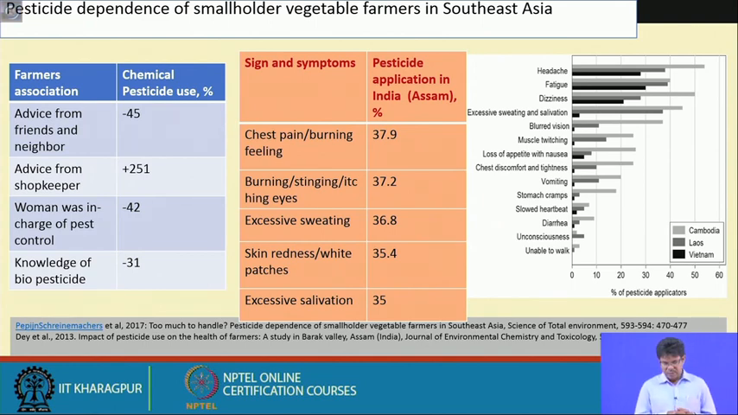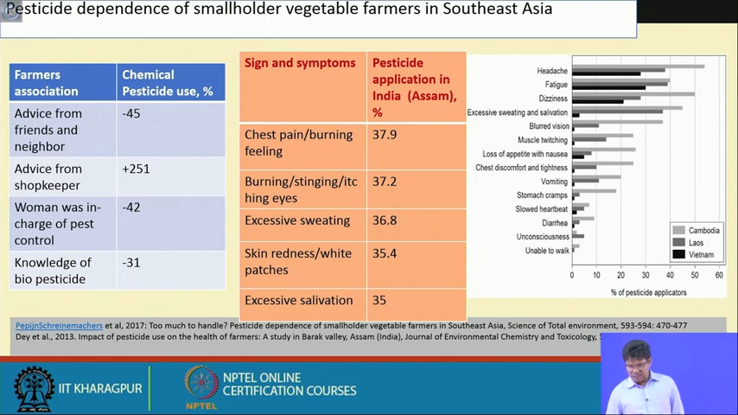Similarly, burning, stinging or itching of the eyes, around 37% of farmers complain, and excessive sweating is also reported by 37% of farmers. Skin redness or white patches, around 35% of farmers. Excessive salivation also 35% of farmers. So these are the farmers' feelings about the problems they have after application of the synthetic pesticides.